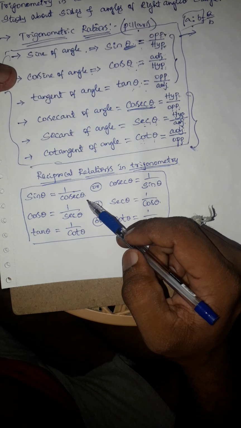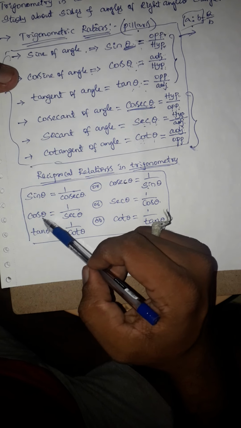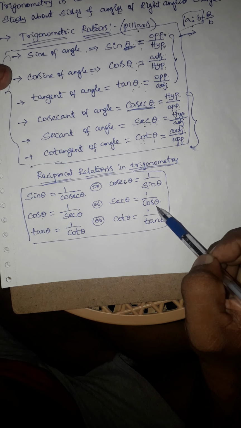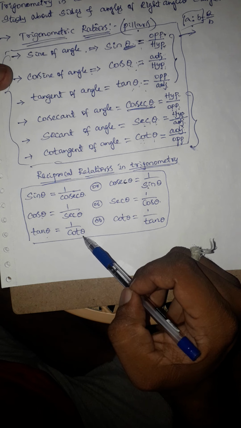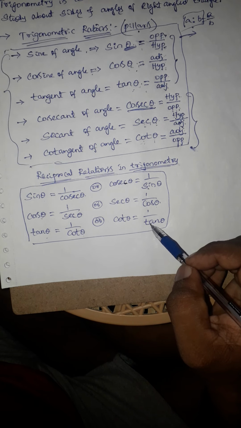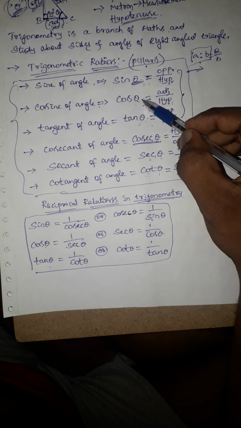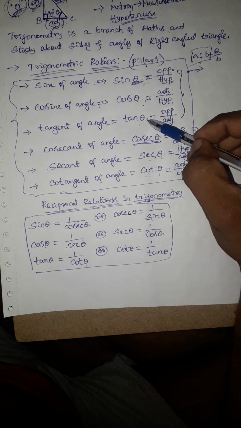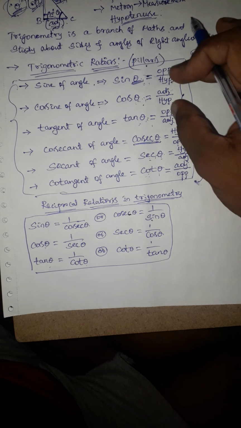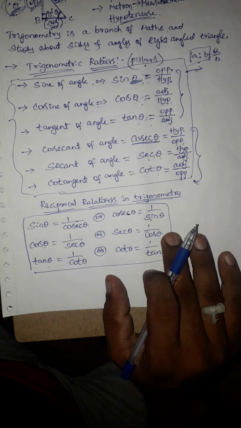So these are called reciprocal relations in trigonometry. Sin is reciprocal with cosecant, cosecant is reciprocal with sin. Cos is reciprocal with secant, secant is reciprocal with cos. Tan is reciprocal with cot, cot is reciprocal with tan. Observe first and fourth, second and fifth, third and sixth. First three, next three. So you can easily remember these. These are the reciprocal relations.